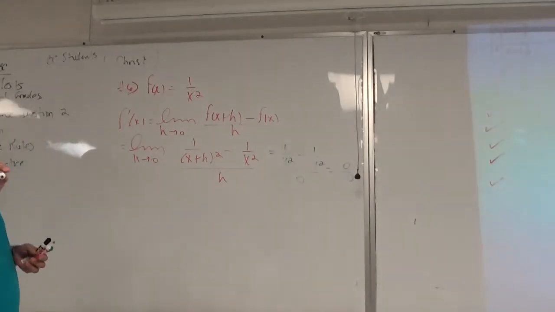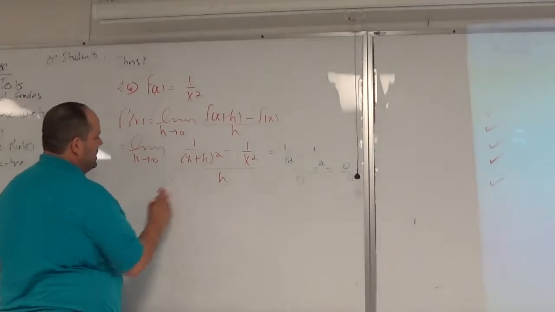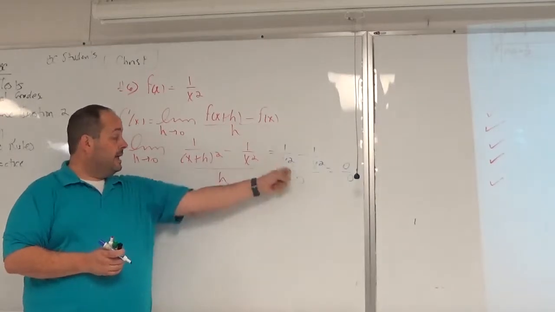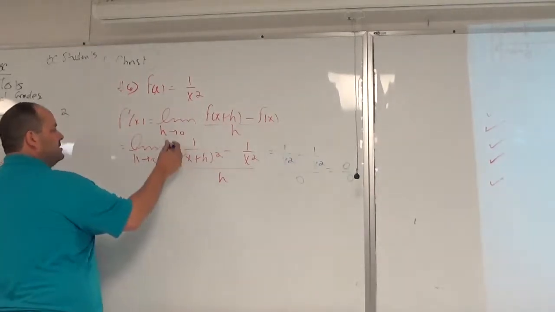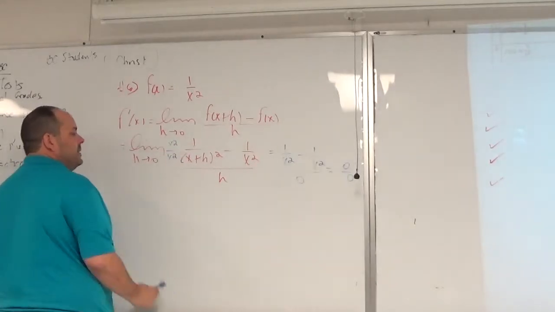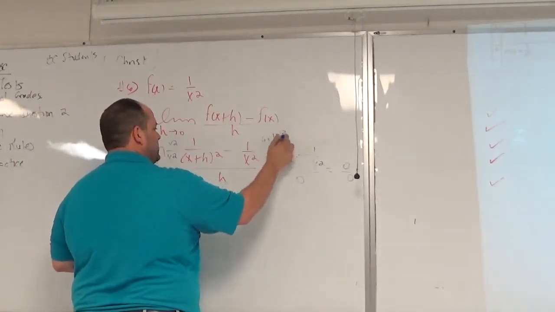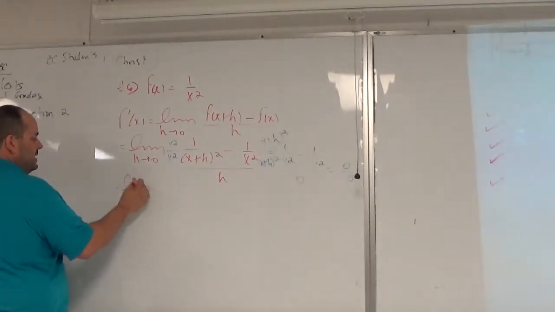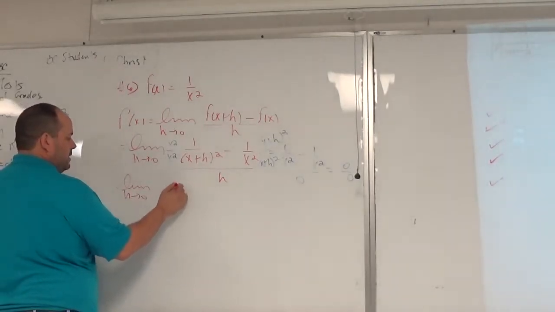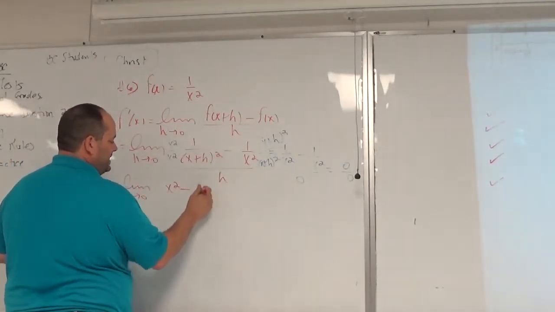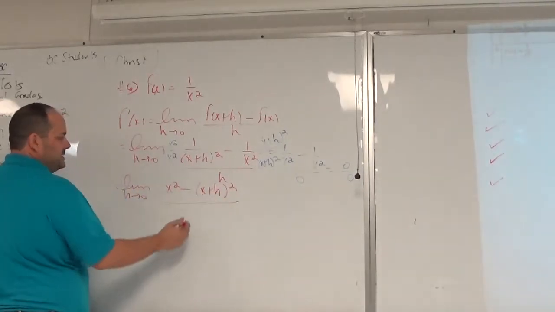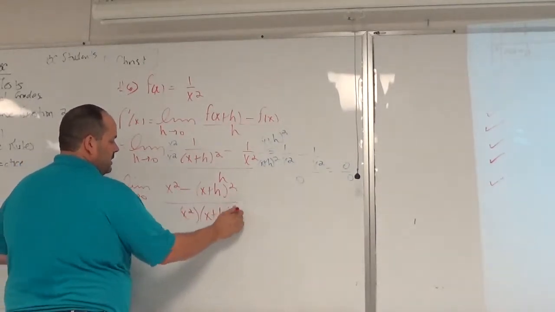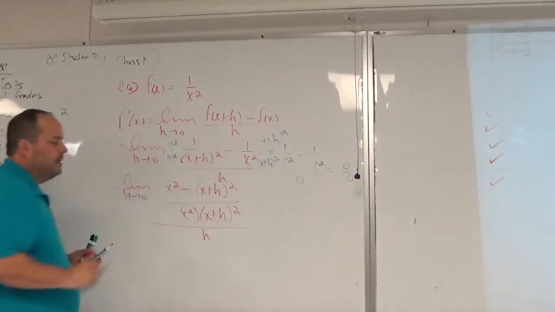Everybody's working on their assigned functions. What I'm seeing here is these two fractions. I'm going to get a common denominator. x plus h squared, I'm going to multiply this first guy by x squared over x squared. I'm going to multiply the next one by x plus h squared over x plus h squared. Limit as h approaches 0. x squared in the numerator minus x plus h squared in the denominator over here. In the denominator, x squared, x plus h squared, all over h.